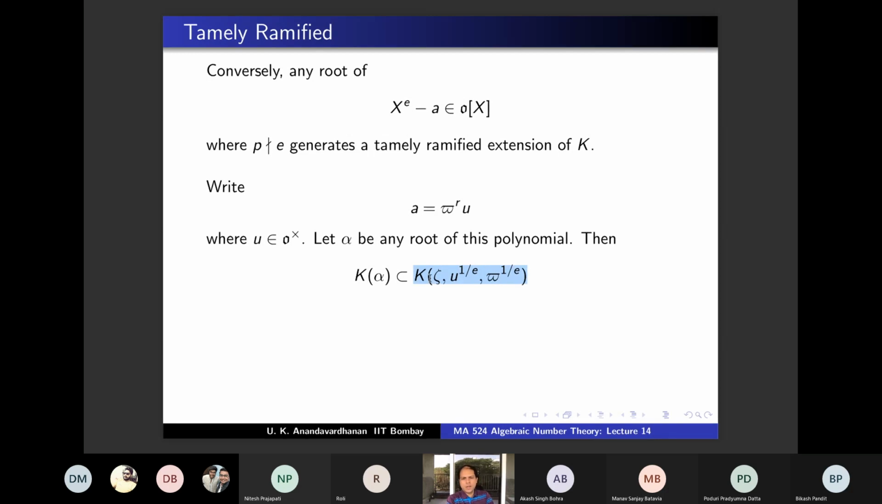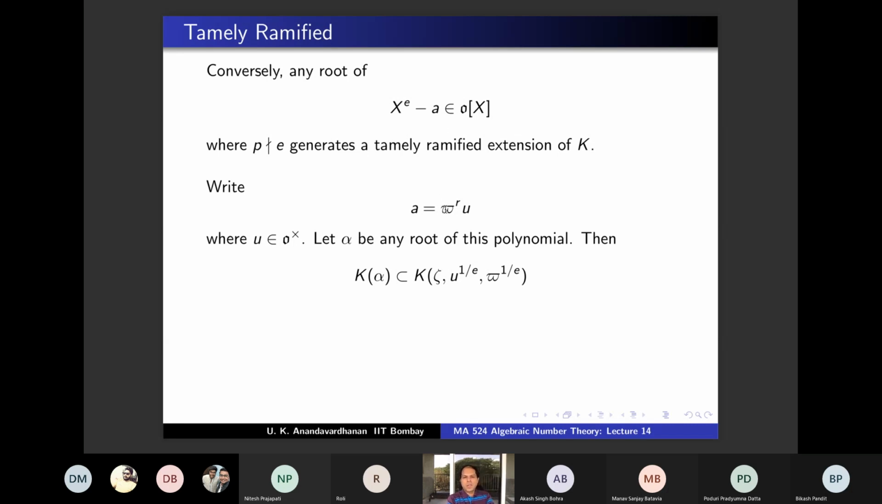This is a field over K generated by zeta, a primitive eth root of unity. So you take a primitive eth root of unity, you take an eth root of u, and you take an eth root of pi, and adjoin all these to K, and my claim is K(alpha) is contained in that. Why is that? You want to show that alpha belongs to this field, but by definition alpha is a root. So alpha power e is equal to a. So alpha belongs to K(a power 1 by e).